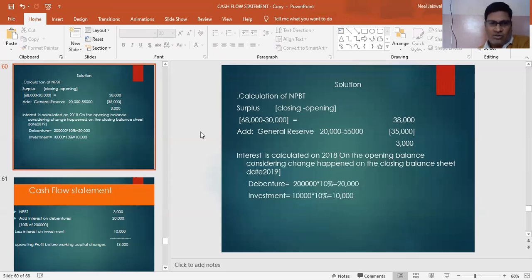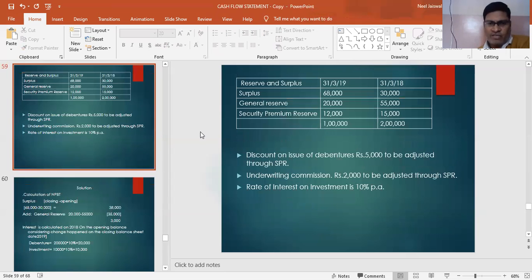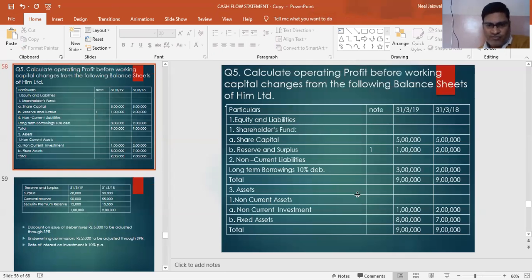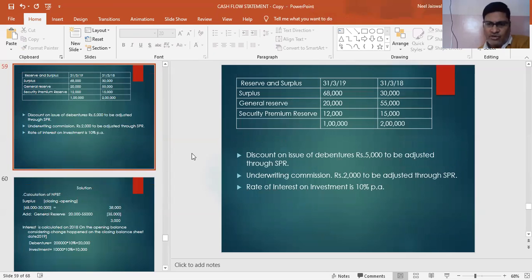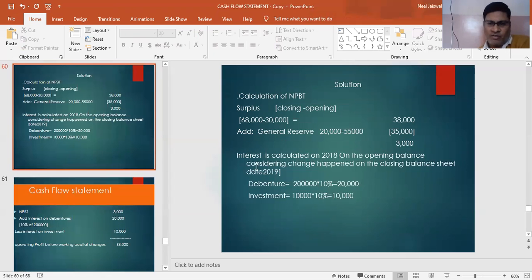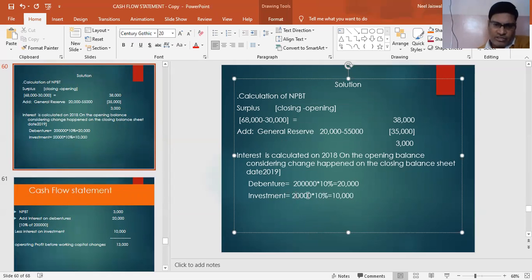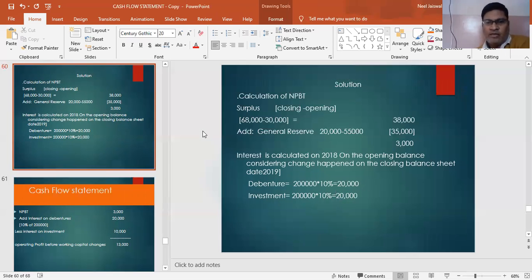So let's see, in 2018, the balance of investment was 2 lakhs and the borrowing was also 2 lakhs. So both will be 20,000 and 20,000 only. Rate of interest on investment is also 10% and rate of interest on debentures is also 10%. So on 2 lakhs, when we are calculating, it is coming 20,000. So let's see the cash flow statement.